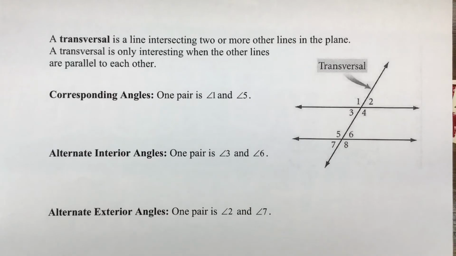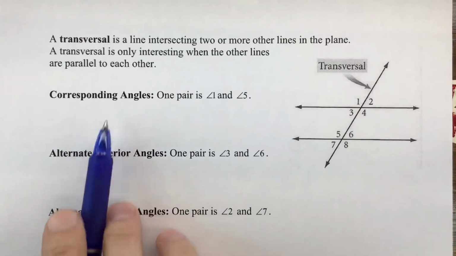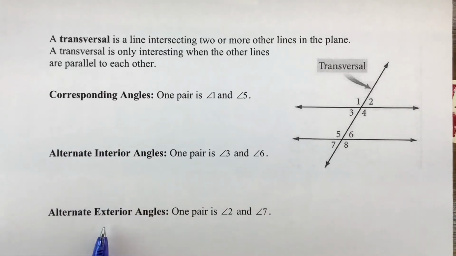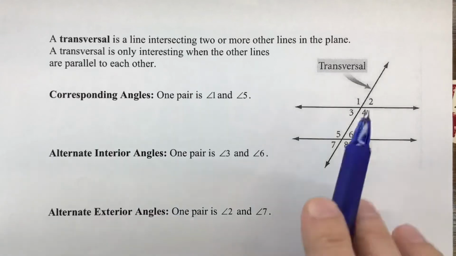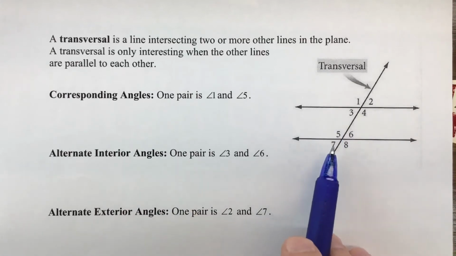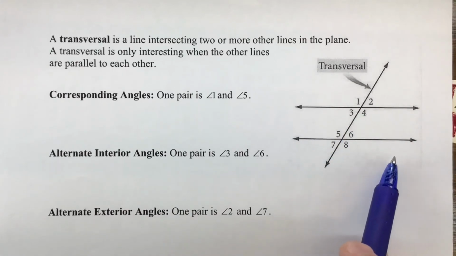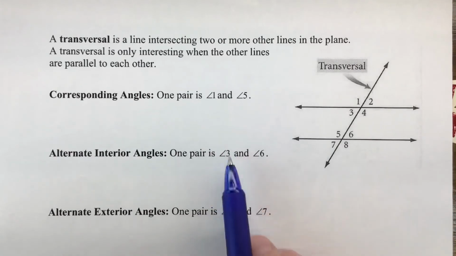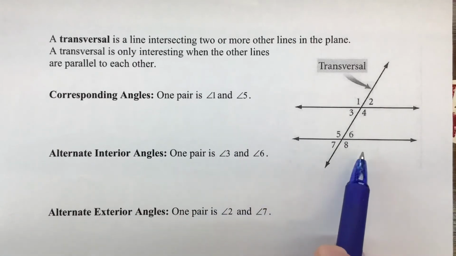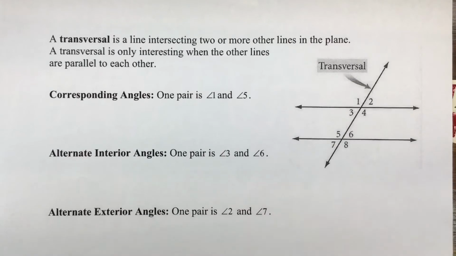All right, so when we talk about this next part here, corresponding angles, alternate interior angles, and alternate exterior angles, these definitions, the way that we identify them, does not need to come from a picture where we have parallel lines. Most of the time it will, but the way we identify them does not have to come from a picture with parallel lines.